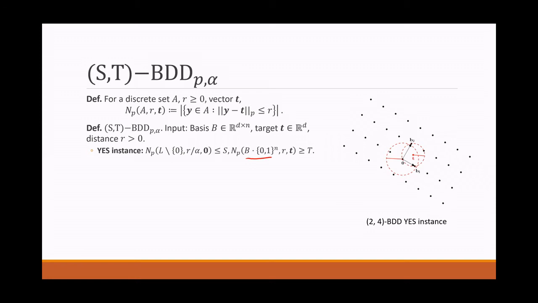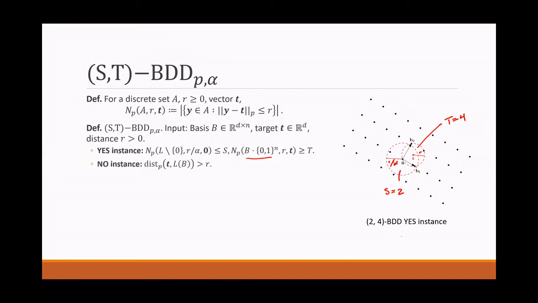So let's look at this example so far. This is a 2,4 BDD instance. If we look at the big circle around the origin, it has radius R over alpha, and the circle around T has radius R. There are S equal 2 non-zero lattice points inside of this ball, in this case, just B1 and minus B1. On the flip side, if we look at the ball centered at T, there are actually 4 binary combinations of basis vectors, that's 0, B1, B2, and B1 plus B2, which lie inside this ball centered around T. So this is a 2,4 BDD yes instance.